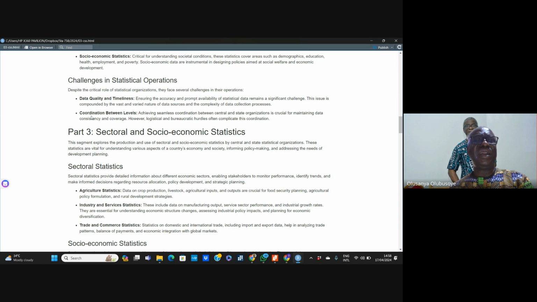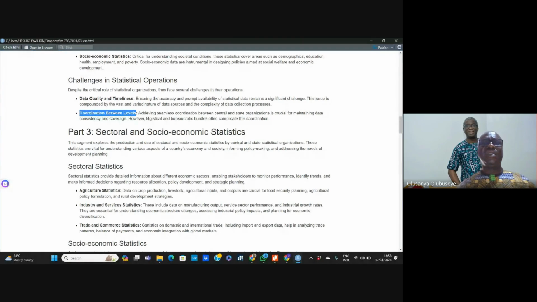Then the issue of coordination between the levels has always been a problem. In Nigeria, it's very difficult, except if the state government is in the same party with the national government. For the central statistical organization to control the state is usually very difficult, because the political agenda will be different. Even data literacy level will also be different. So many things will be different.